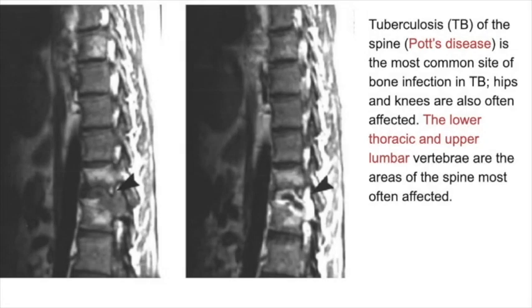So now let's talk about another very important disease, which is producing a lot of damage here in Africa. In this case, Pott's disease, or tuberculosis of the spine, which is the most common site of bone infection in tuberculosis. Hips and knees are also often affected by this kind of pathology. But Pott's disease is going to affect, in the majority of cases, the lower thoracic and upper lumbar vertebral bodies.